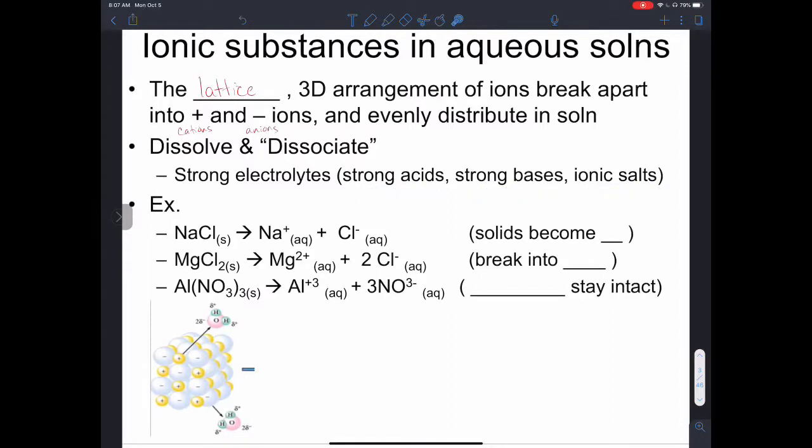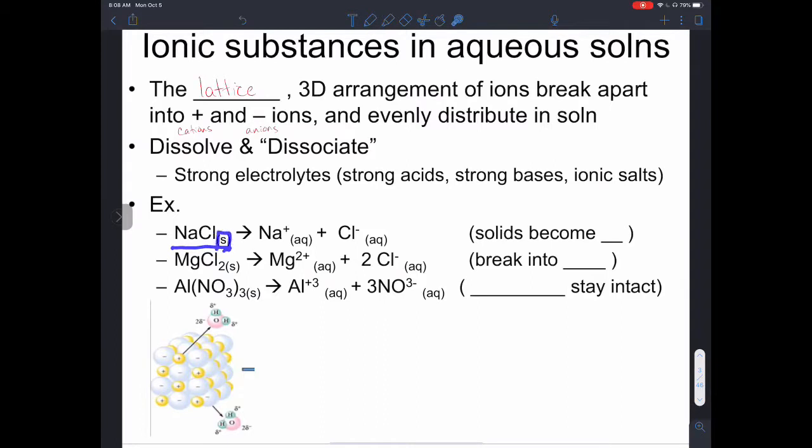So you may recall that an electrolyte is some liquid that can conduct an electric charge, and it's strong, meaning its capacity to conduct is very strong. And so when you put an ionic substance in water, you make an electrolyte, a liquid that can conduct electricity. Here are some examples of ionic substances and how they behave in aqueous solutions. The first one is NaCl.